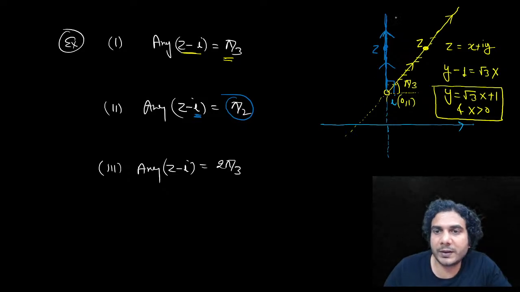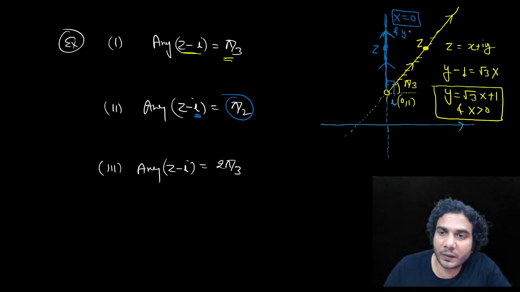Now to write this equation, this is x is equal to 0. X is equal to 0, right? Cartesian equation, simple y-axis. And y is more than 1. Y is more than 1. So that will represent only this part of the y-axis, imaginary axis.